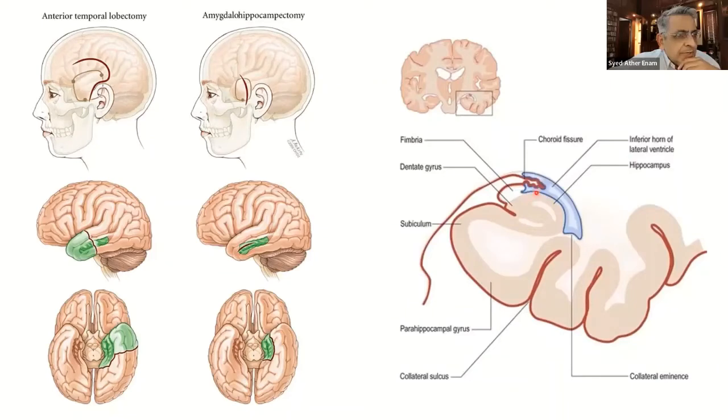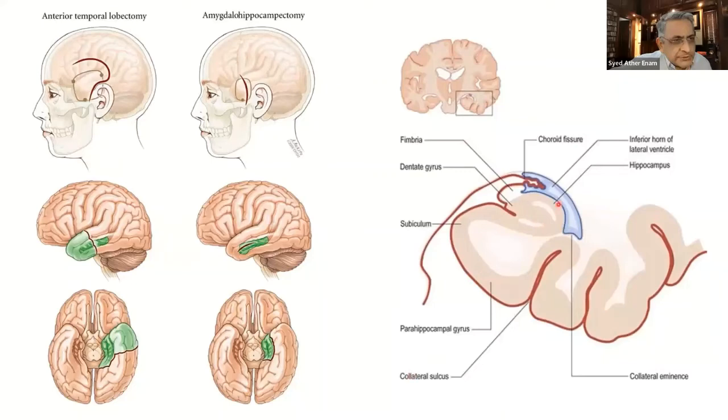And then the collateral eminence, because of the collateral sulcus, gives you an idea of how extensive, how far you have to go for the hippocampal resection. And in selective hippocampectomy, you can just start dissecting from here, and then try to peel it off as one piece if you can. So that's good from that anatomy.